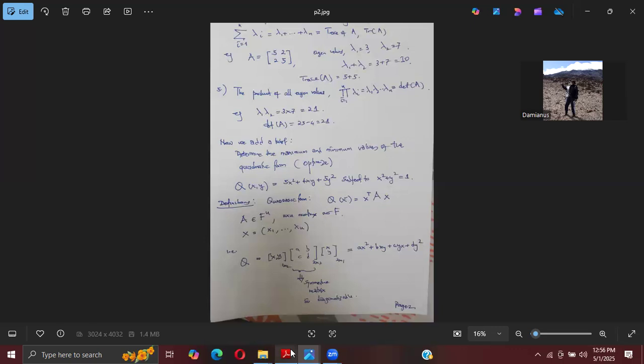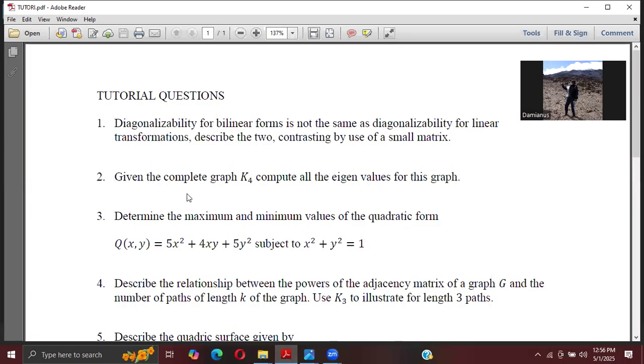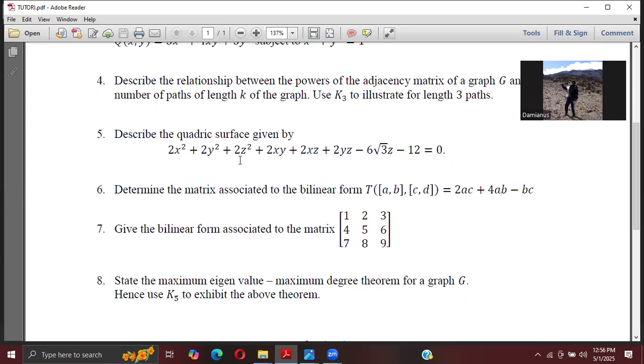Let me just take a shift here and then go to 3D. Here I have, don't worry about the quadratic surface, etc.